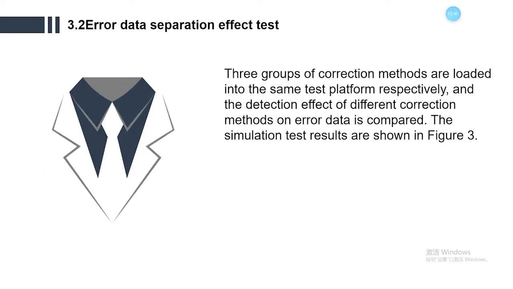3.2 Error Data Separation Effect Test. Three groups of correction methods are loaded into the same test platform, respectively, and the detection effect of different correction methods on error data is compared. The simulation test results are shown in Figure 3.